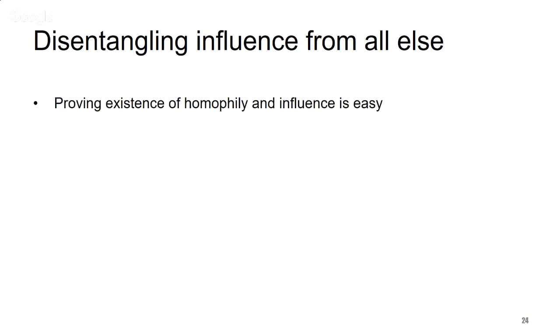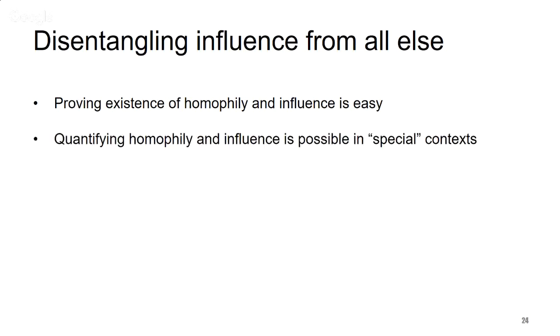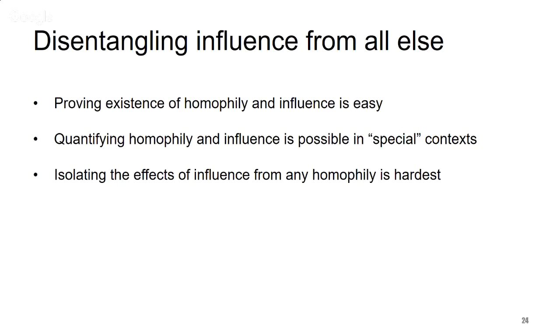So proving existence of homophily influence is fairly easy. If you did an experiment or you had observational data, there are good methods for doing this. Quantifying homophily influence is tough, but I would make the case that you could do this under special context. This is feasible. Now, what's particularly difficult to do is isolating the effect of influence or homophily from other explanations. Isolation is really tough in this context.